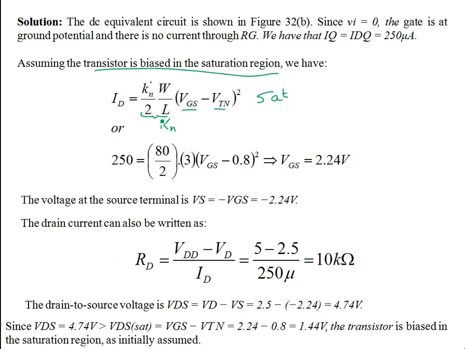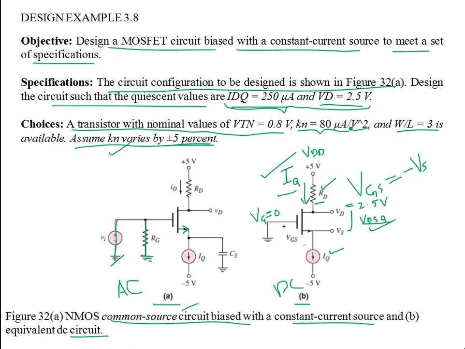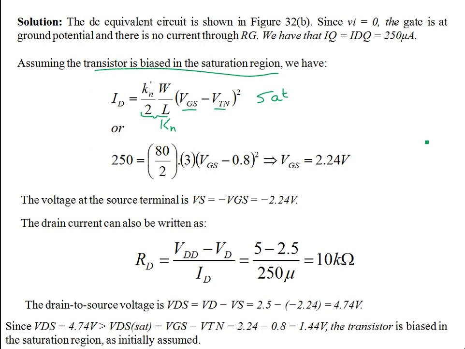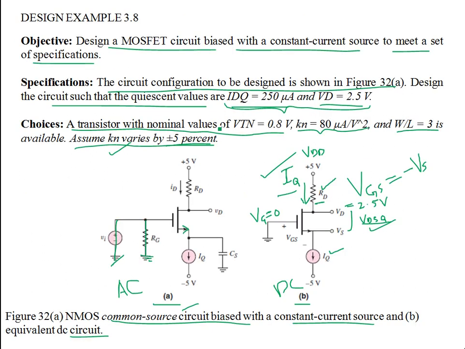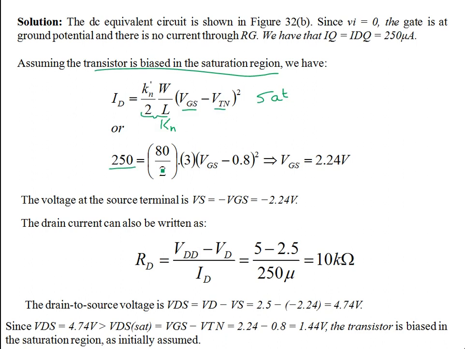So let's find out what VGS is. This Kn prime is 80 microamps per volt squared, and W by L is 3. You plug in those values over here, and ID is your drain to source current, that's 250 microamps. So that was specified over here. Then you need to evaluate VGS, assuming the transistor is on and in the saturation region.